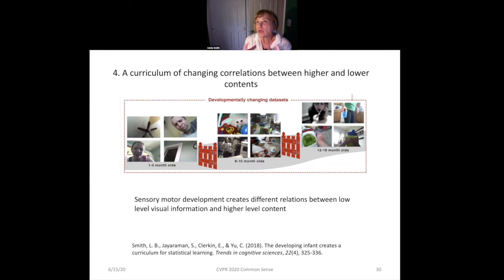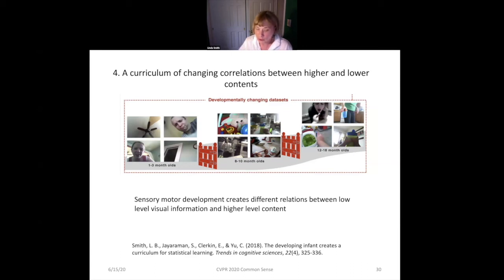So the young babies, if I were to look at 1 to 3 month olds, they would not be generating images of objects rotated in 3D depth. They couldn't possibly, because they can't do anything. They're just kind of looking around at the world. A lot of faces. The sensory motor development of children creates a kind of curriculum of visual experiences, which is centered on different kinds of contents.